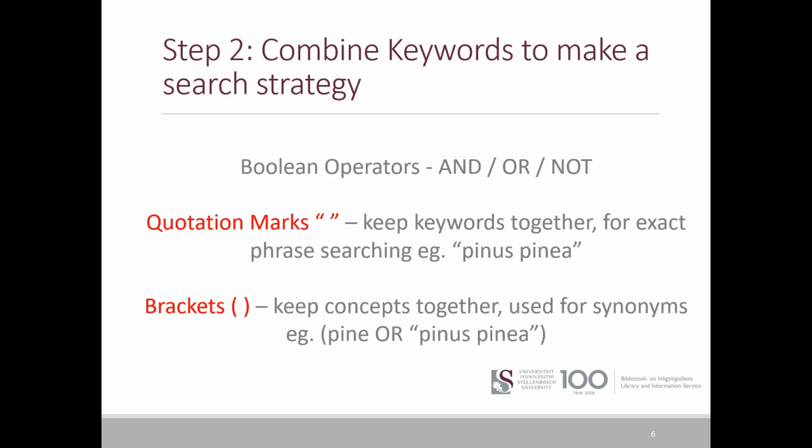We also have some handy punctuation tips which can help. Quotation marks keep phrases which are two or more words together. So if you wanted to search for Pinus pineae, you would write it in quotation marks, and it tells the database to bring back those words next to each other. Brackets are used to combine two searches into one. So if you take your alternative terms for something, you would put them both in a bracket with an or in between. For example, pine or Pinus pineae. The bracket tells the database that you want it to do essentially two searches with either of your words.